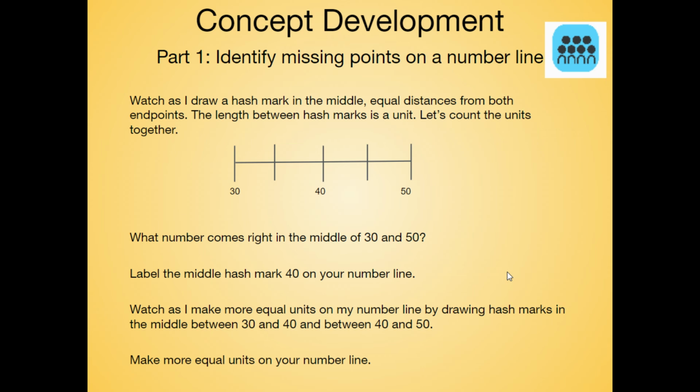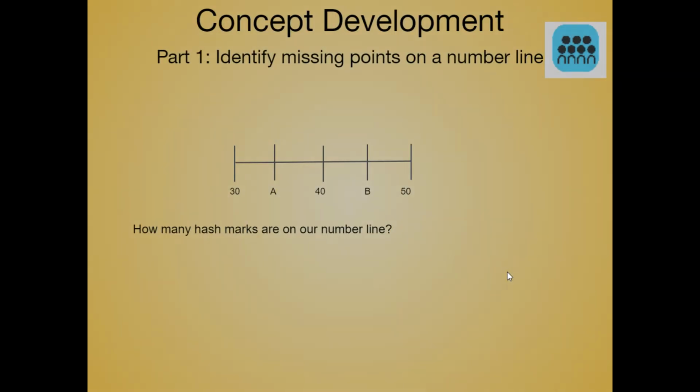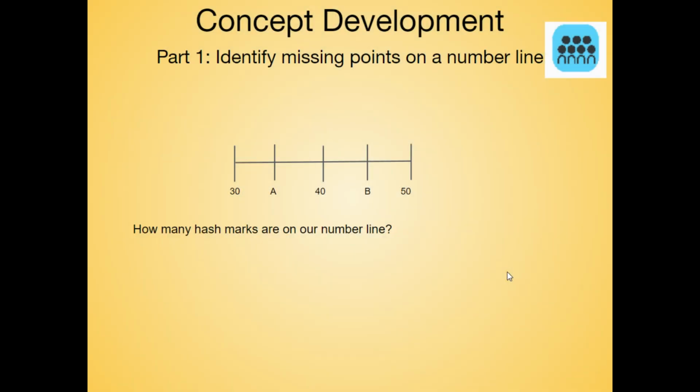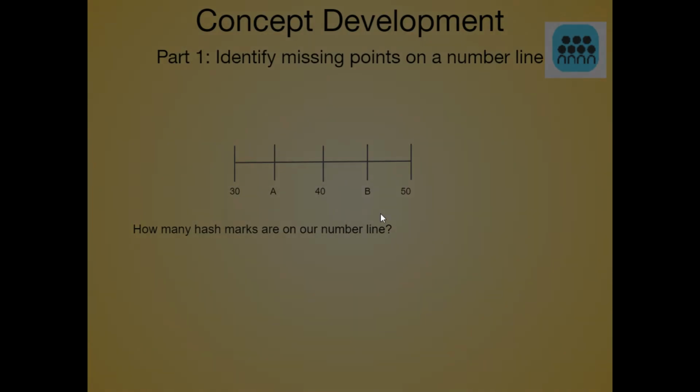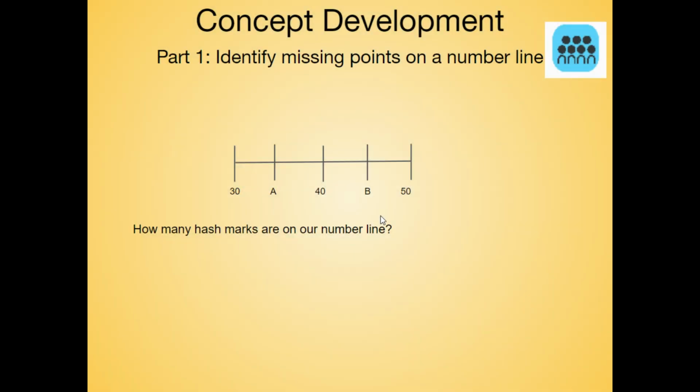All right, so we will add more units. So everyone should have that down, right? So you should have something drawn like this. All right, so now let's come on over. We're going to find out the missing parts. How many hash marks are on the number line?